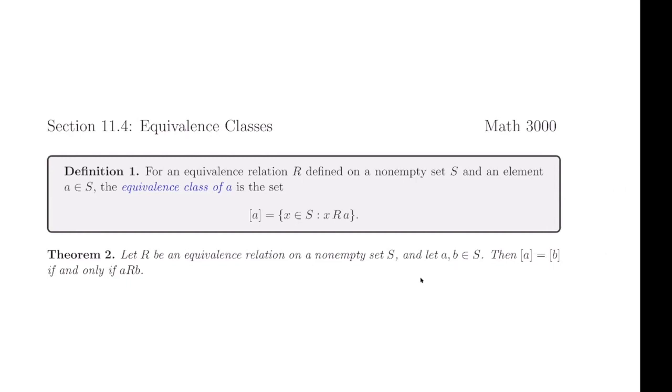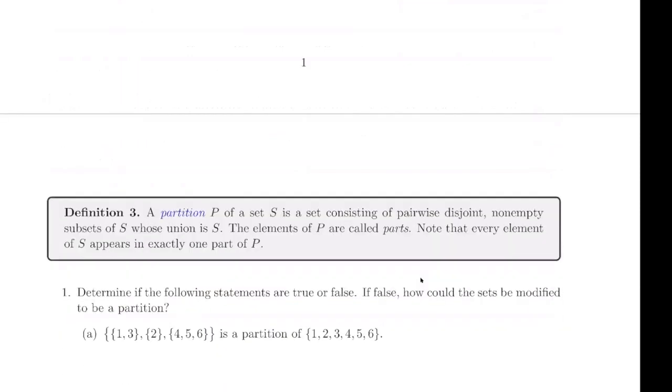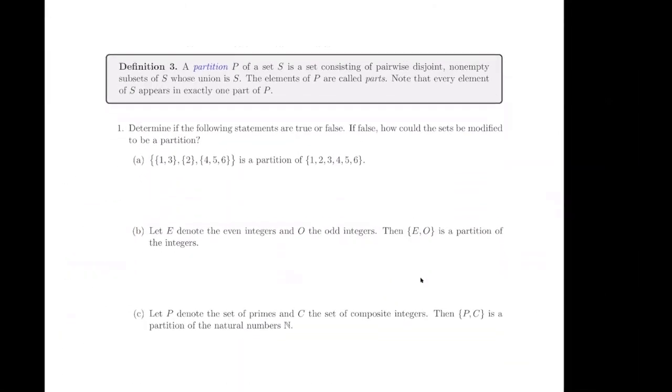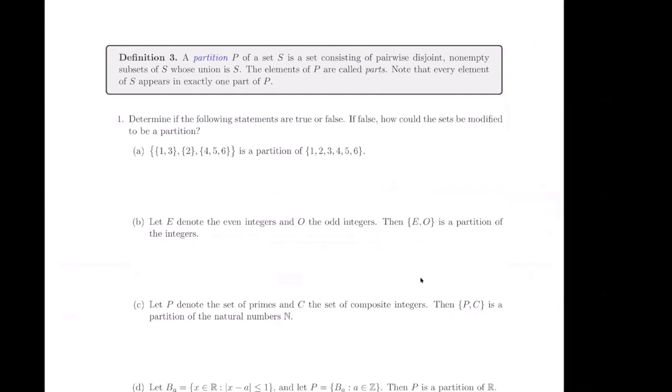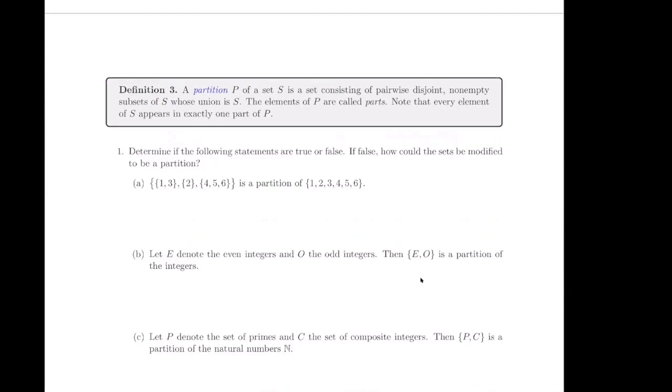Okay, so this would be like section 11.4, where chapter 11 deals with relations. I want to first start with page 2 of this document, which defines a partition of a set. For anyone taking a probability course or something else, you might have seen these partitions in other classes.